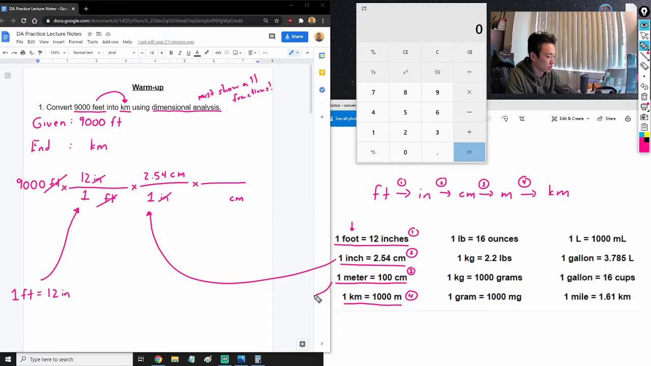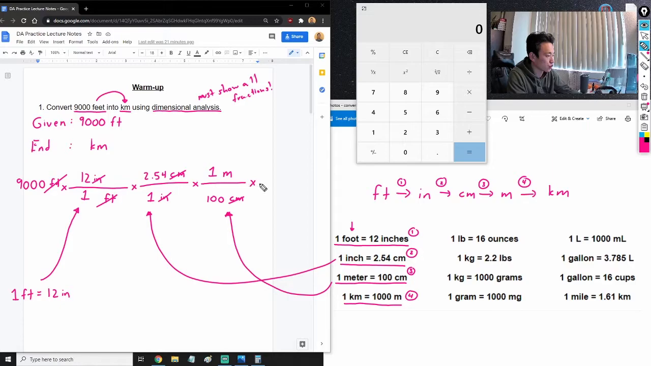So we're going to use this equation right here, centimeters. It looks like we have 100 centimeters, so we're going to put 100 on the bottom. And then on the top, whatever it's equal to, which is 1 meter. Okay, and then the centimeters can cancel out. We're almost there. We're at meters now.